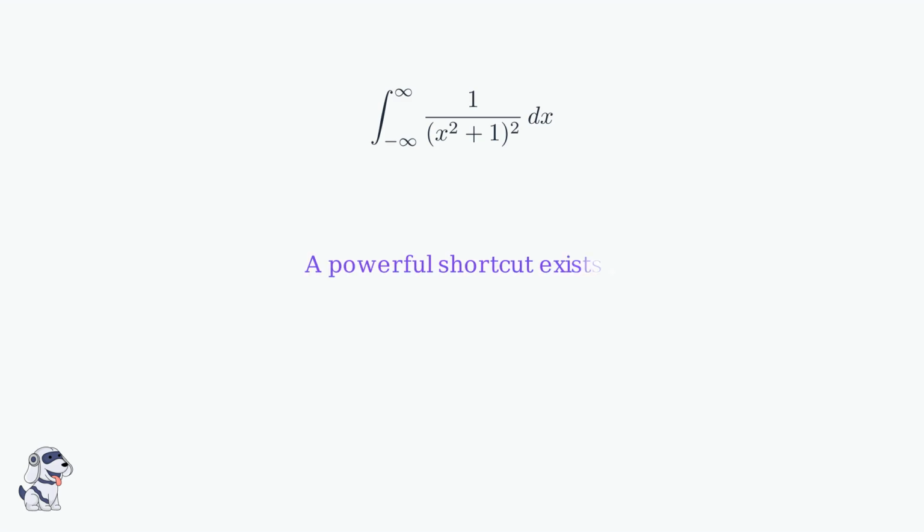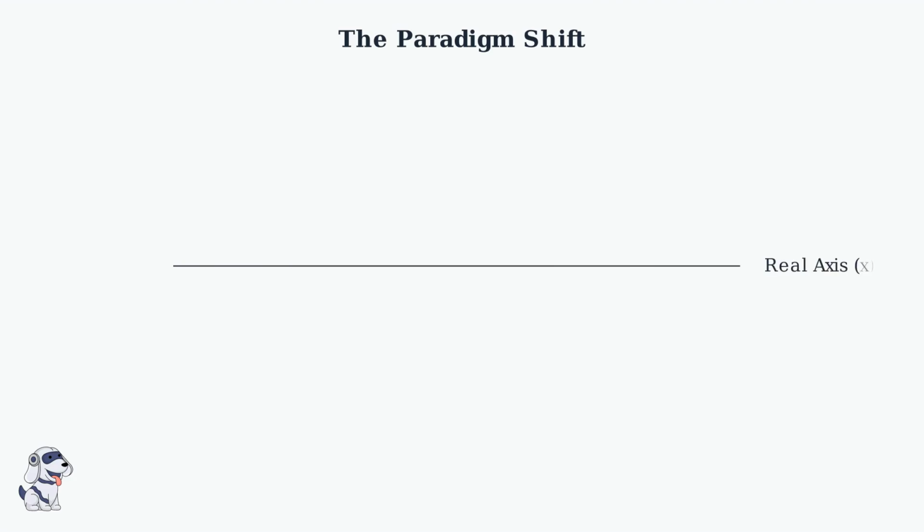When standard methods fail, we need a new perspective. There is a powerful shortcut waiting for us in the complex plane, using the residue theorem to bypass this roadblock entirely. Calculus often limits us to the flat real number line. But what happens when our equations hit a dead end? We shift our perspective to the two-dimensional complex plane.